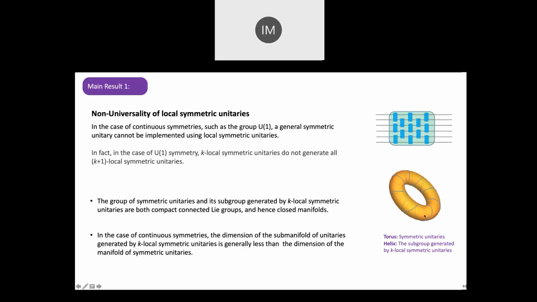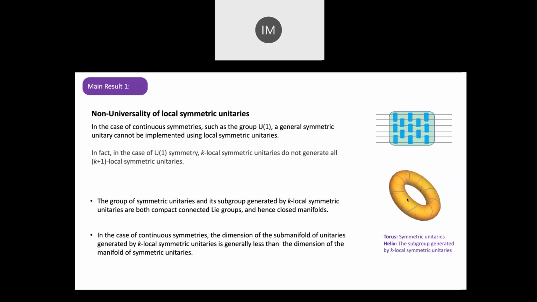And so this is basically the schematic. This figure represents the schematic relation between the group of all symmetric unitaries and its subgroup generated by k local symmetric unitaries. So there are symmetric unitaries that you can't get arbitrarily close to, because these groups are compact. And it turns out that in the case of continuous symmetries, the dimension of the submanifold of unitaries generated by k local symmetric unitaries is generally less than the dimension of the manifold of symmetric unitaries. So you are limited and you can't get arbitrarily close to those points.